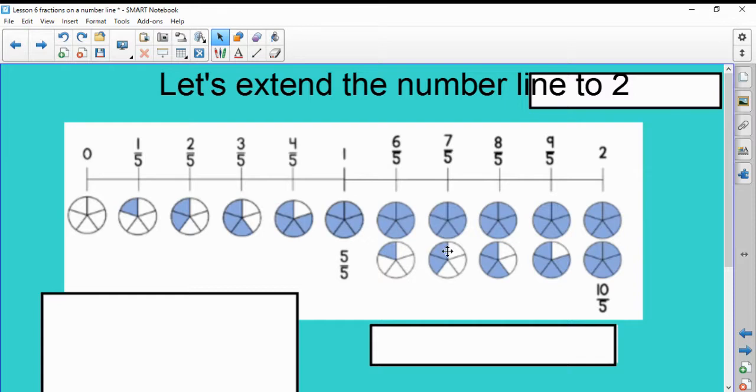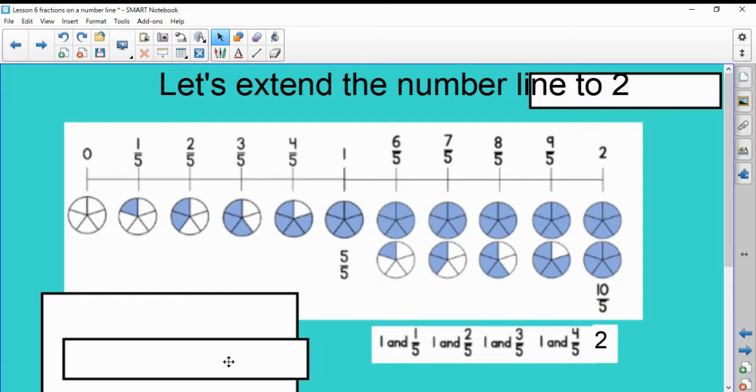1 shape and 2/5, 1 whole and 3, 1 whole and 4, and there we have 2 whole shapes, which is 10/5. We write them like this: 1 and 1/5, 1 and 2/5, 1 and 3/5, 1 and 4/5, and 2 whole ones.